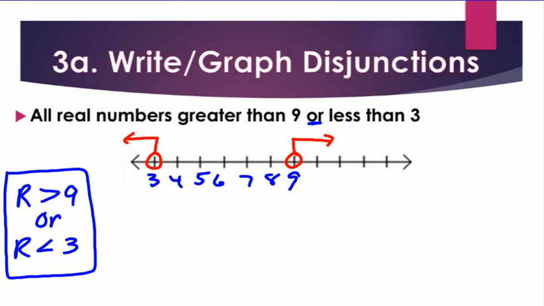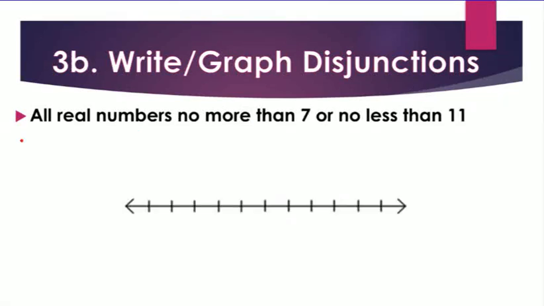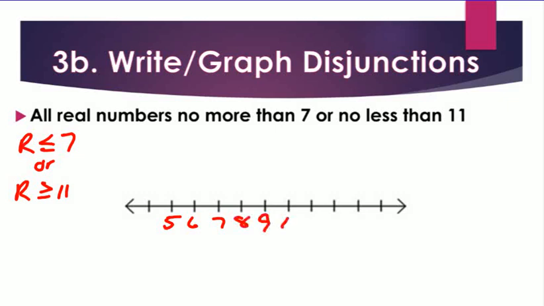Okay. Next one. All real numbers no more than 7, so it can equal 7. So it's got to be less than or equal to 7, or no less than 11. So it's got to be greater than or equal to 11. Now let's put our numbers down. We'll start with 5, 6, 7, 8, 9, 10, 11. I'll do 12, 13. Filled in circle on 7, filled in circle on 11. Says it has to be less than or equal to 7 to the left, or greater than or equal to 11 going to the right.